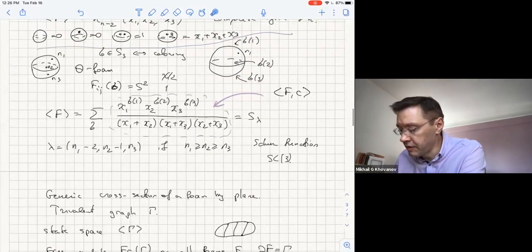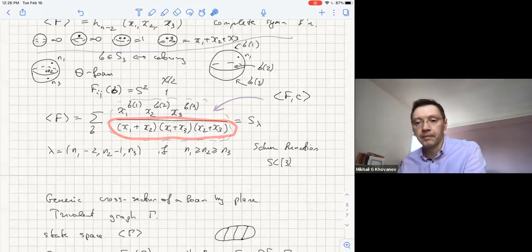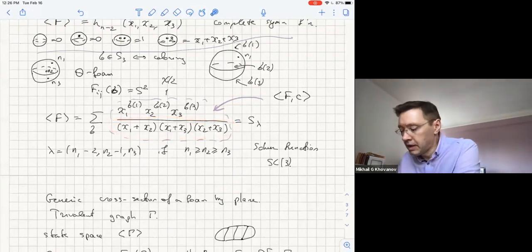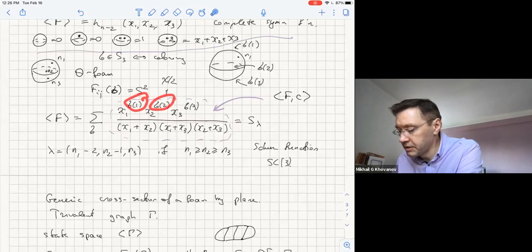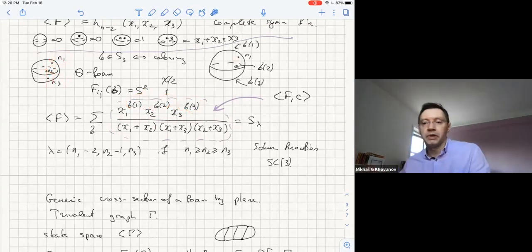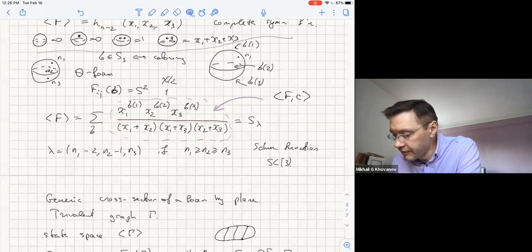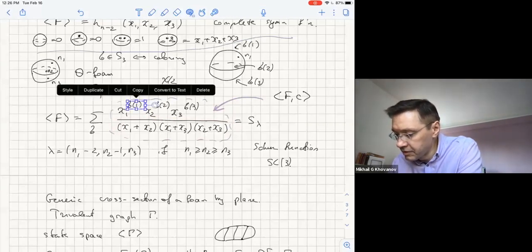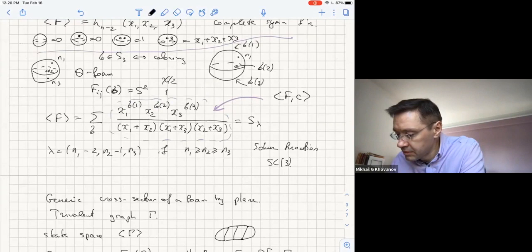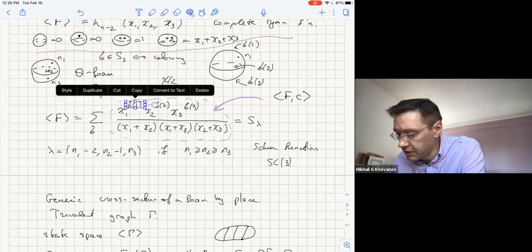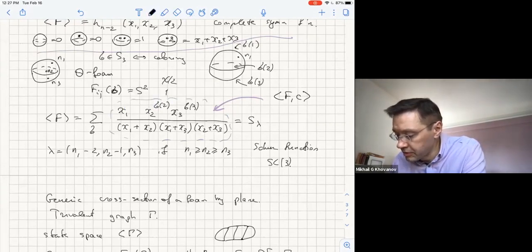And as a result, the denominator is always the same. It's this one. And the numerator depends on the number of dots, which may be different on facets 1, 2, and 3. So the numerator, I should put here, instead of this, I should say x1 to the n of sigma 1, x2.